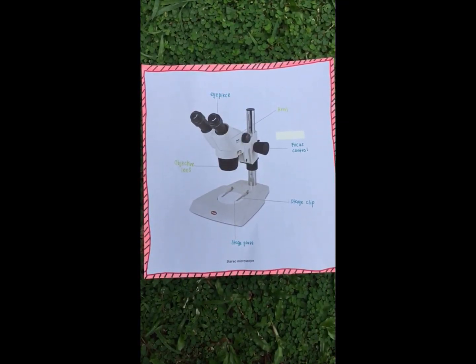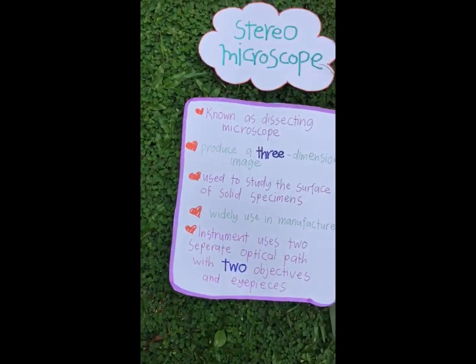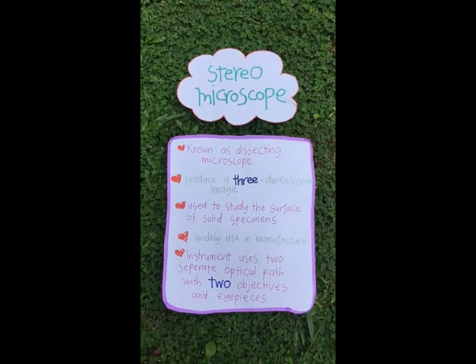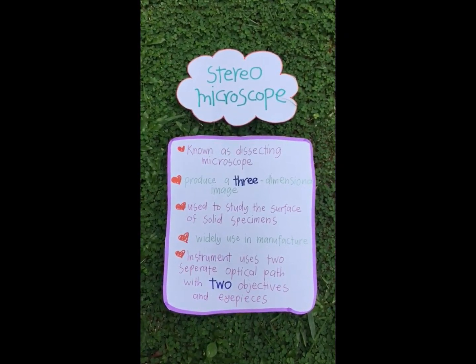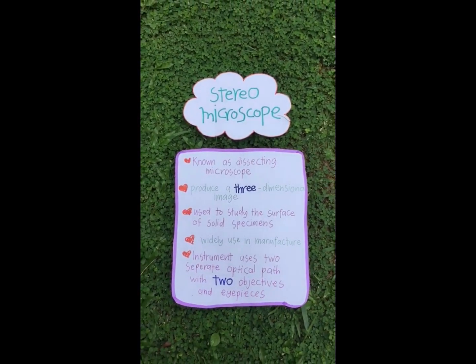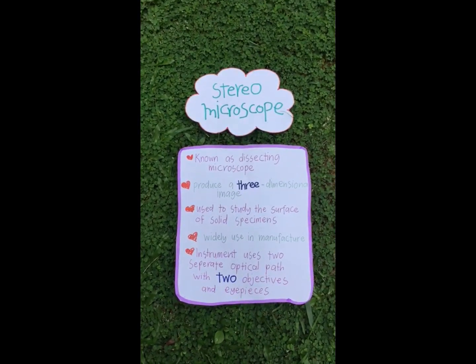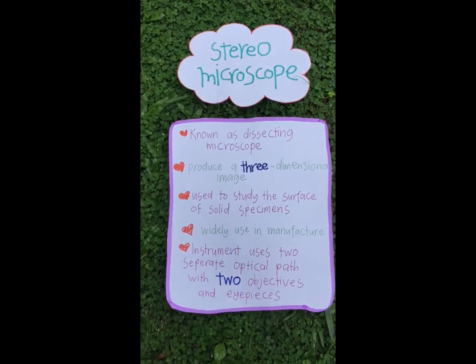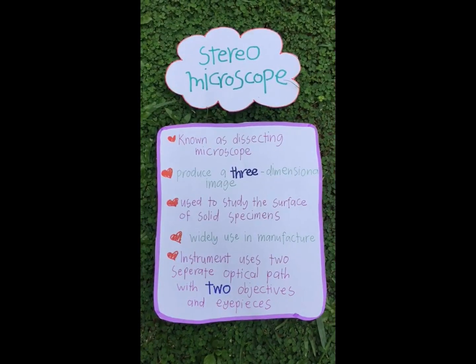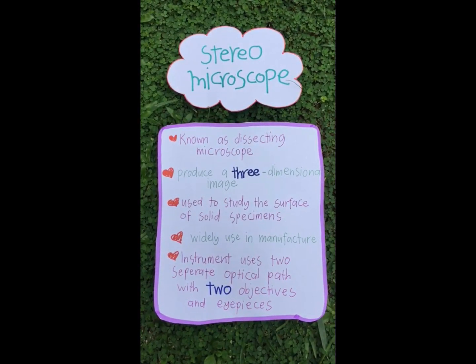Lastly, the stereo microscope. Stereo microscope is known as a dissecting microscope. It produces a three-dimensional image. It is used to study the surface of solid specimens. It is widely used in manufacturing. The instrument uses two separate optical parts with two objectives and eyepieces.